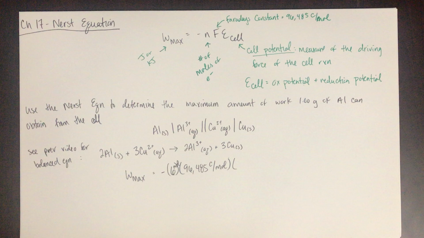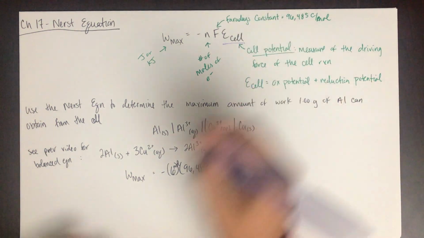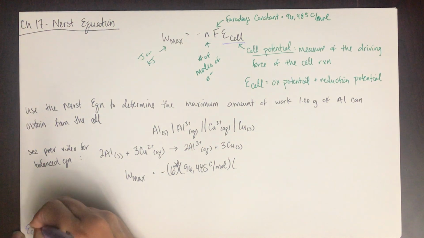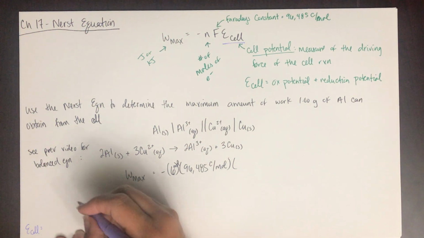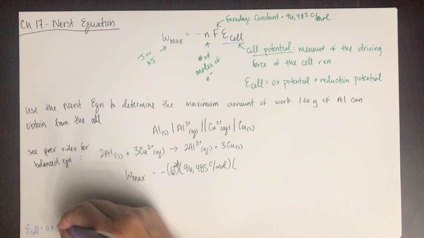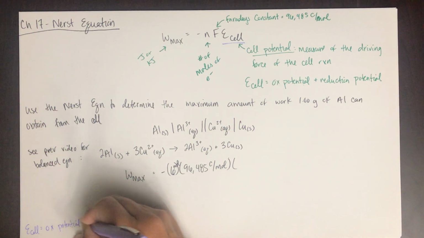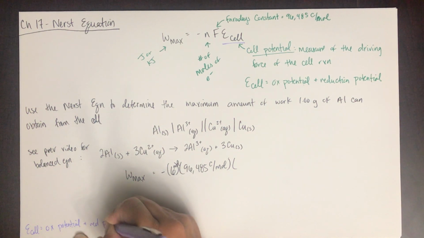Well, I don't know what E cell is right now, so let's calculate that first. E cell, let's do that down here. Remember, E cell is the oxidation potential plus the reduction potential.